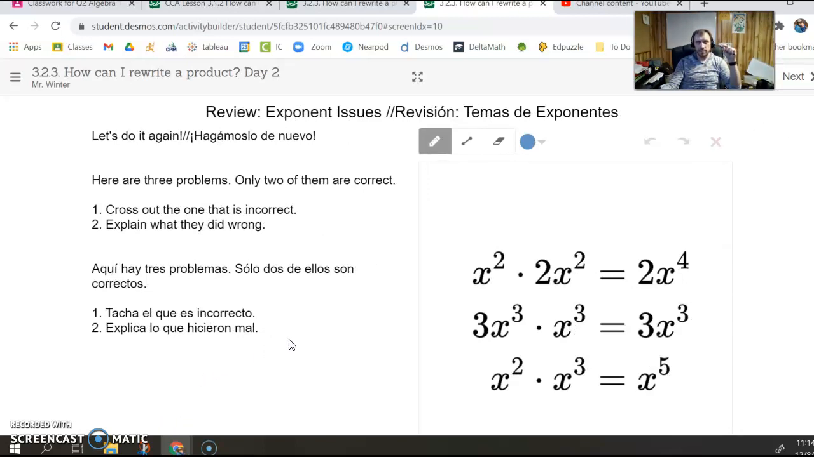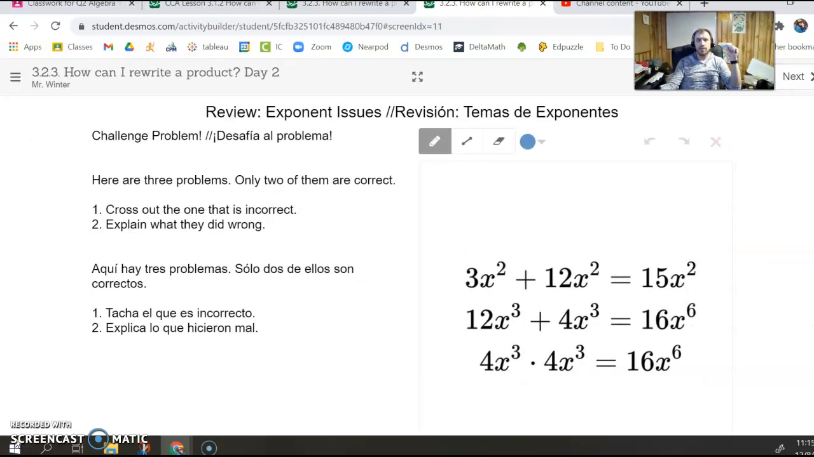So hopefully you paused, but take a look. When we multiply our bases, we add the exponents. So here I have 1 times 2 is 2. X squared times x squared, adding 2 plus 2, we do get 4. That's correct. Here I have 3 times 3 is 3. And when I multiply the bases, I add the exponents. 3 plus 3 is, wait a second, what's 3 plus 3? It's 6. So this one is incorrect. And finally, x times x, we get x to the 2 plus 3 is 5. That one's correct. Multiply the bases, add the exponents.